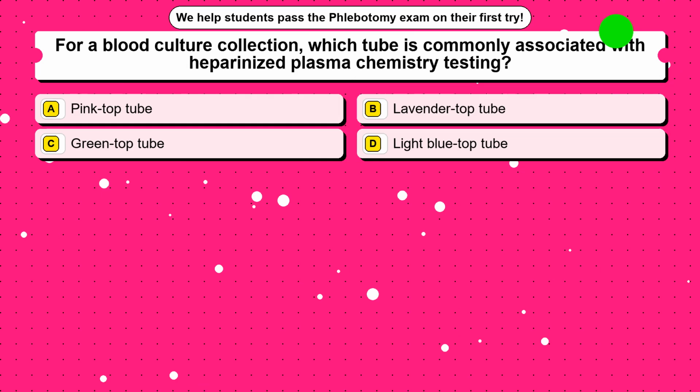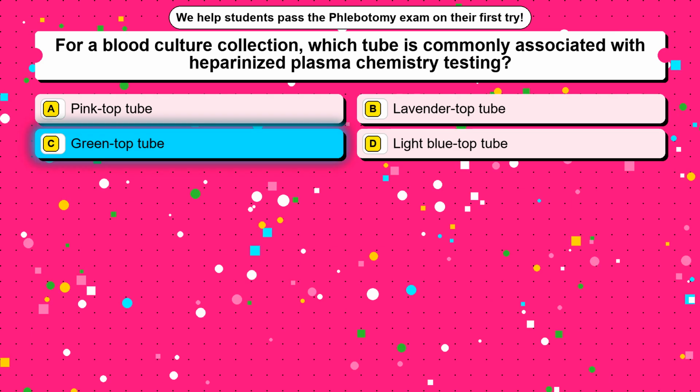Question 54. For a blood culture collection, which tube is commonly associated with heparinized plasma chemistry testing? Option A, pink top tube. Option B, lavender top tube. Option C, green top tube. Option D, light blue top tube.